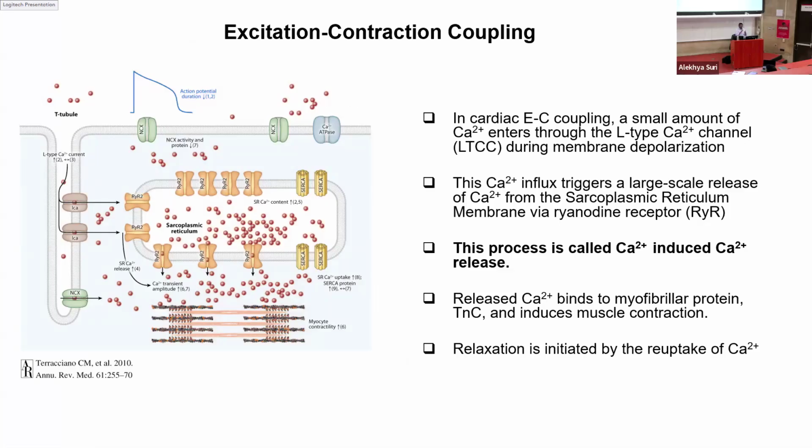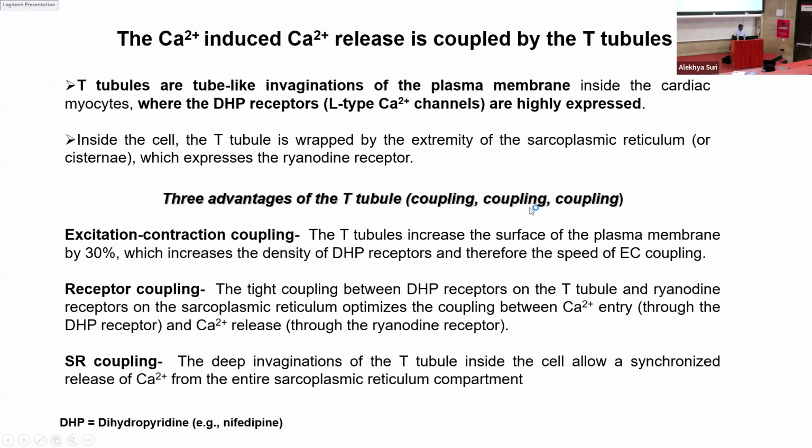So once the L-type calcium channel is activated, it will stimulate the ryanodine receptor simultaneously to release the calcium, so the muscle contraction will start. So the T tubule, therefore, has a very important function in calcium-induced calcium release because it is involved in excitation contraction coupling, because the T tubule increases the surface of the plasma membrane.